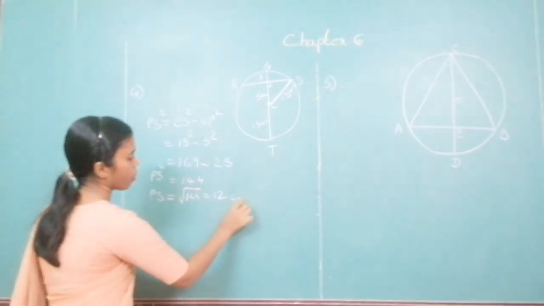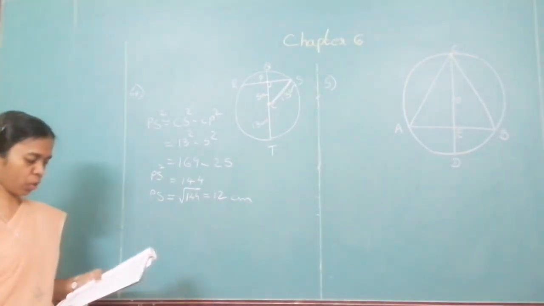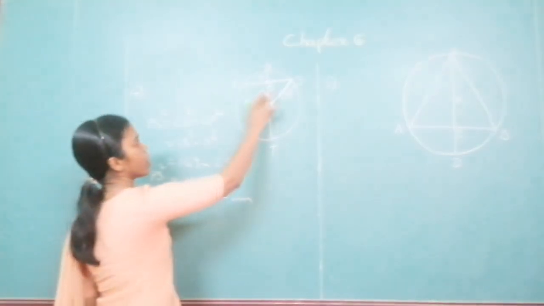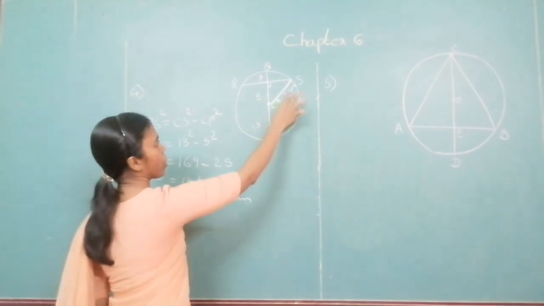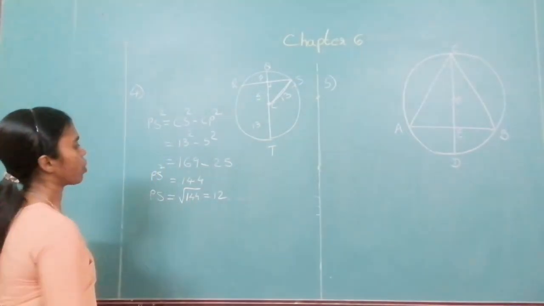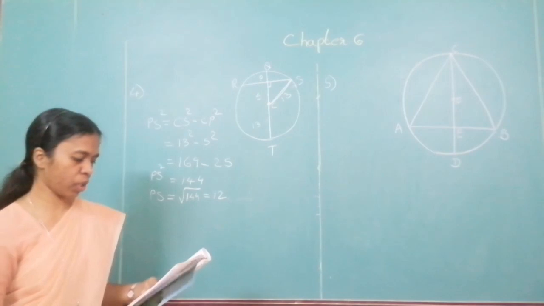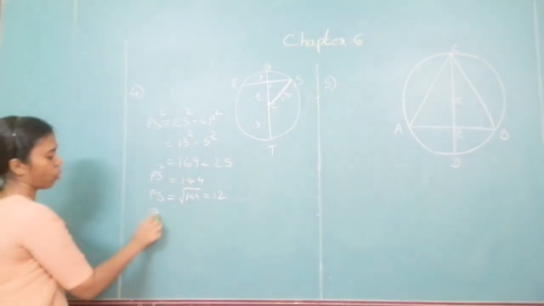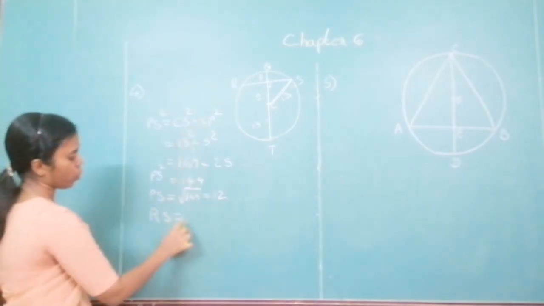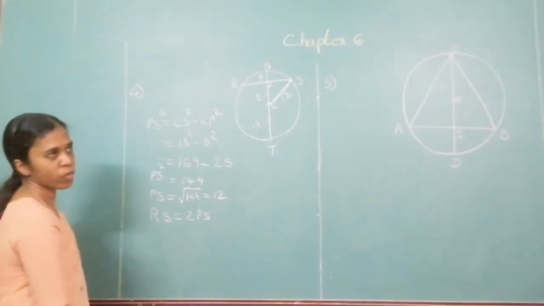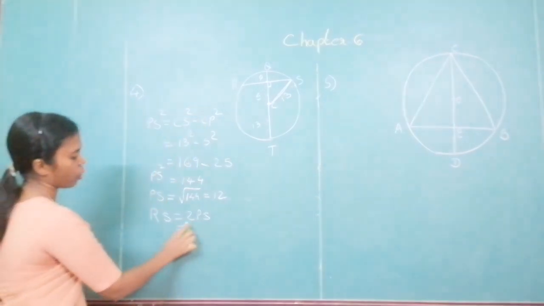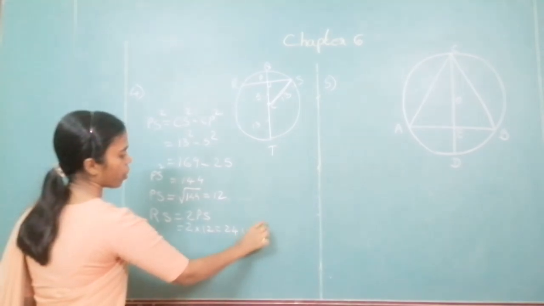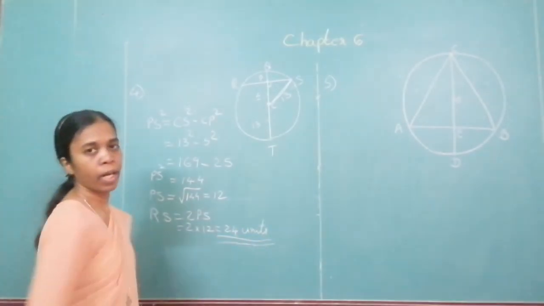Okay, 12. Now what is the question asked to you? It is not given to you in centimeter, sorry. So you cannot mention centimeter anywhere. It is given to you in units, so you will be mentioning it as units. Find the length of RS. Now RS is equal to 2 times PS, because the perpendicular bisects the chord. Therefore 2 into 12 is equal to 24 units. This will be your answer.